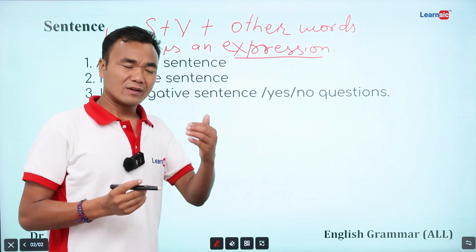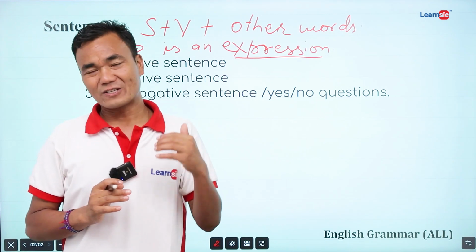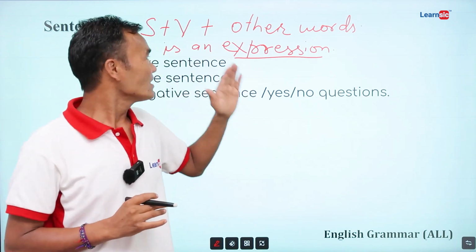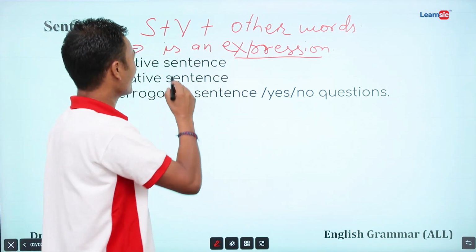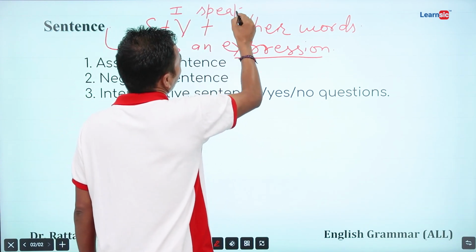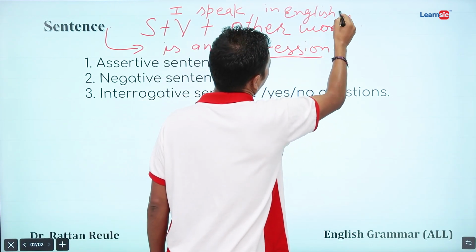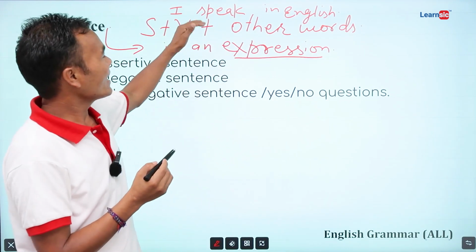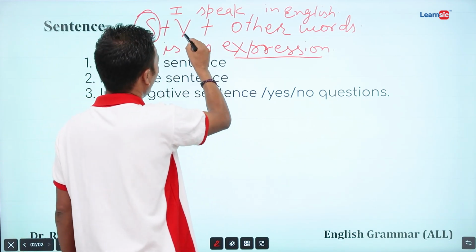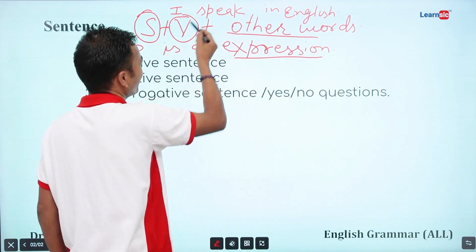Now it is very important to understand what kind of expressions we want to give. So basically, when we talk about the sentence, we have subject, verb and other words. For example, I write here: I speak in English, right? This is an example of one sentence, I speak in English. You can take that I is the subject, and we have a verb here, and then the other words are in English.